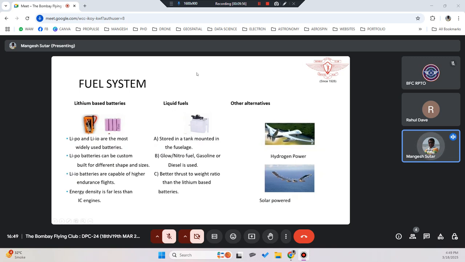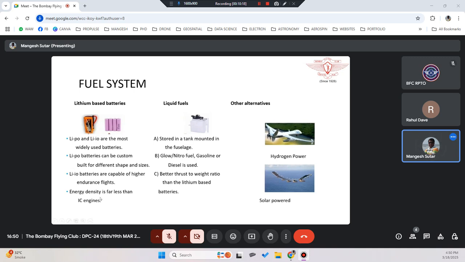Let's see what the fuel systems used are. Lithium-based batteries are used for the electric motor. Either LiPo or lithium-ion are the most widely used batteries. LiPo batteries can be custom built for different shapes and sizes. Lithium-ion batteries are capable of higher endurance flights. Energy density is far less compared to an IC engine.